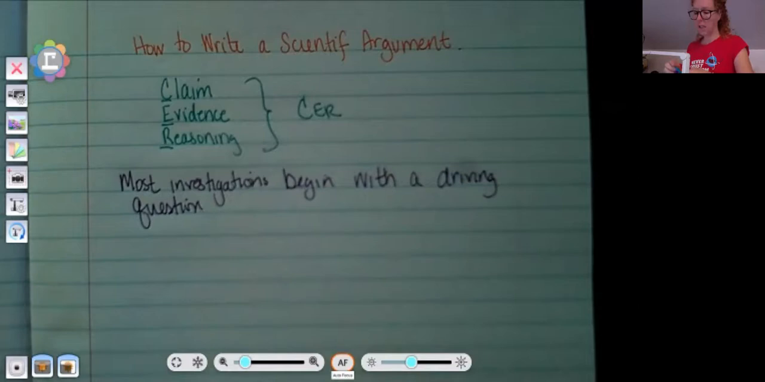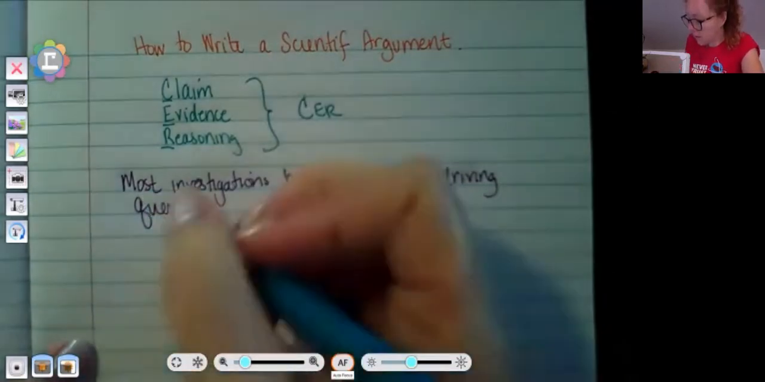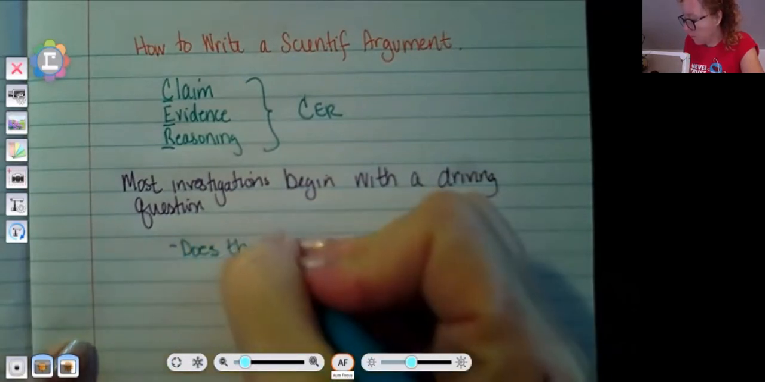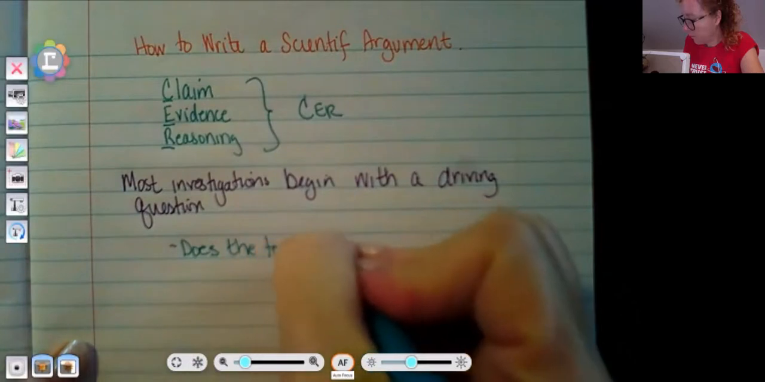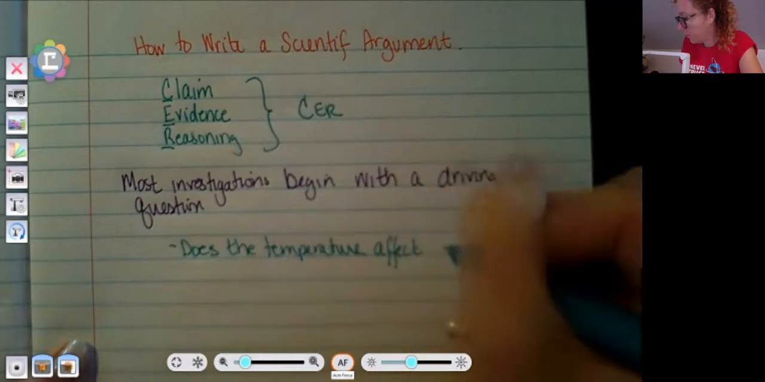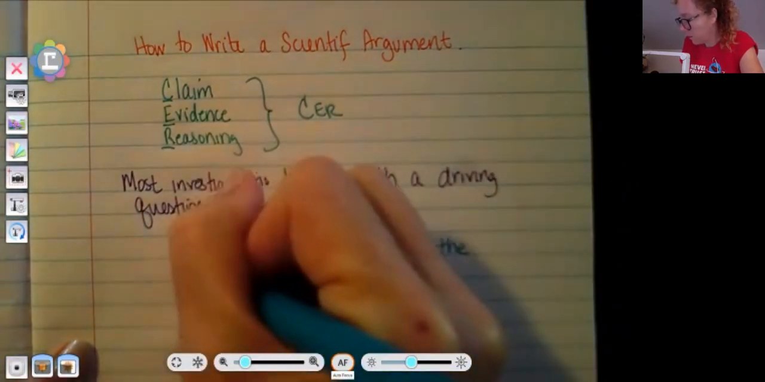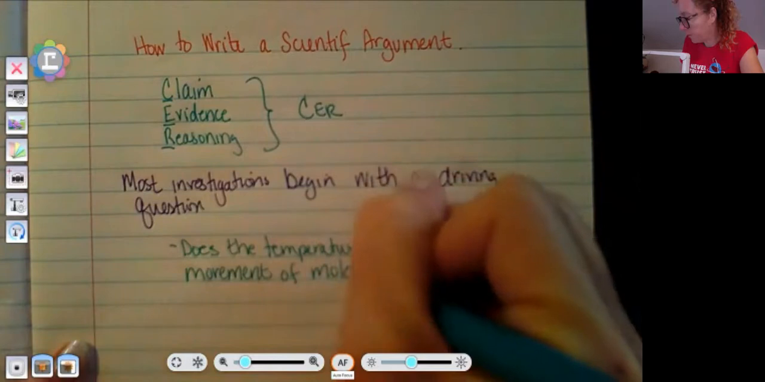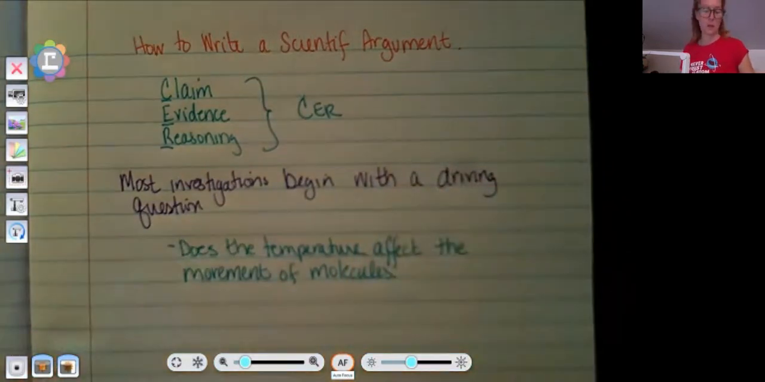Our question today is, does the temperature affect movement of molecules? So what we want to know is, does the temperature, maybe the outside temperature, does that affect the inside temperature, internal, external, does that affect the movement of molecules?